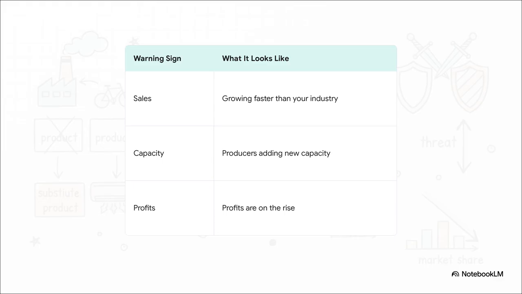Now, what's really interesting here is the checklist for diagnosing this stuff. If you're a manager, these are your big warning signs. You can't just look at your own industry's growth anymore. You have to look sideways. Ask yourself, is the sales trajectory of an alternative product growing faster than yours? Are the producers of those alternative products actively investing money to add new capacity? And finally, are the profits of those alternative producers rising while yours are just stagnating? If you check these three boxes, the substitute is gaining ground fast and your industry is losing its relevance.